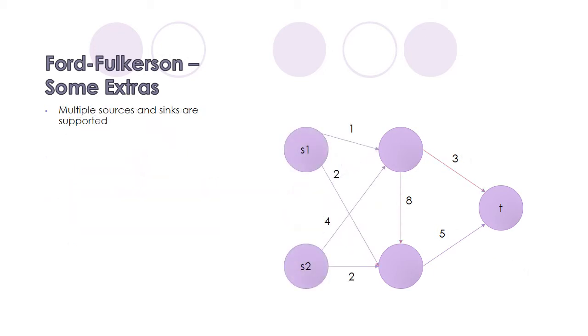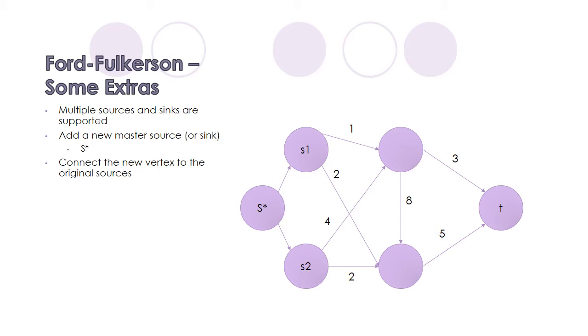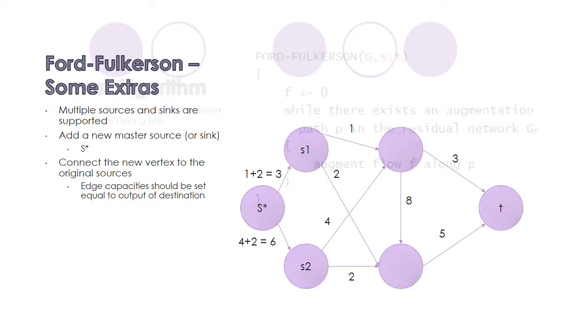One other thing we can handle is multiple sources and sinks, such as in this example where we have 2 source nodes. All we do is simply add a new master source, and we connect it with edges where the weights are equal to the total output of the original sources.